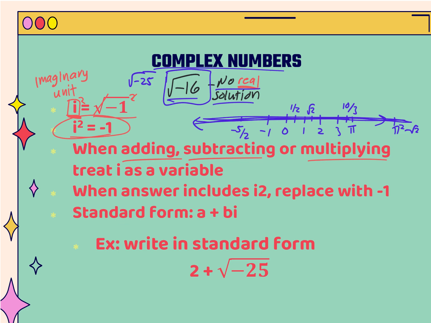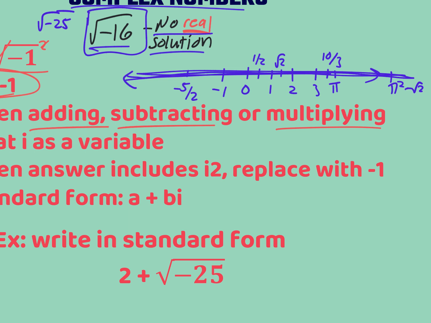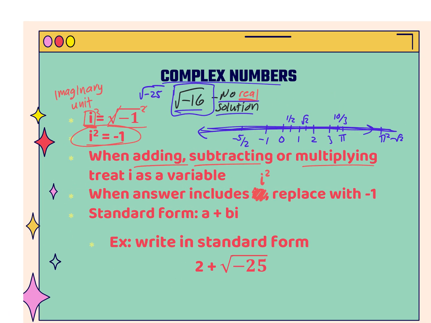In this case, you can't mix a real number and an imaginary. Another thing, when your answer includes i squared, you guys can cross this out. This should be i squared. When your answer includes an i squared, maybe from a multiplication problem, you want to replace that i squared with a -1, because that's what it is by definition.